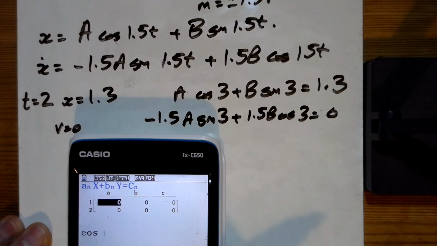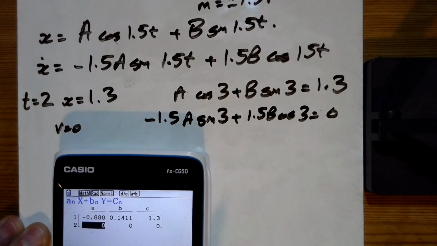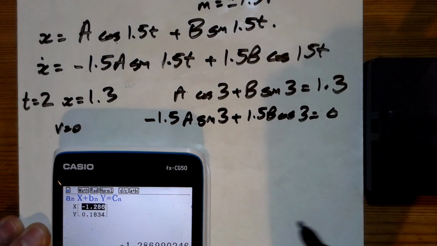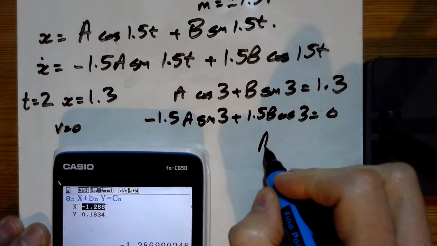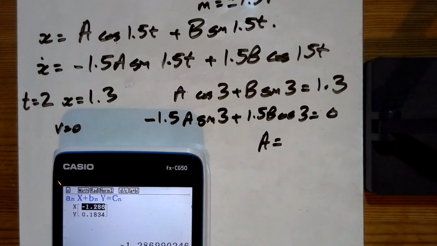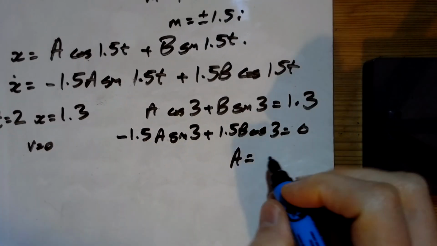So for a here, I've got cos 3. For b, we've got sine 3, and that equals 1.3. How many a's here have we got? So minus 1.5 sine 3 a there, and 1.5 cos 3 there. That one equals 0. So that gives me a is equal to minus, that's not right. No, it's fine. Don't worry about that.